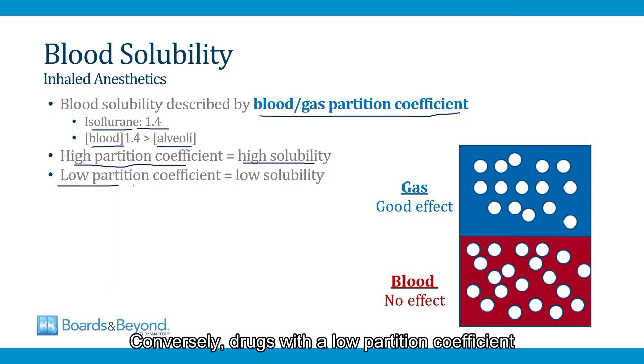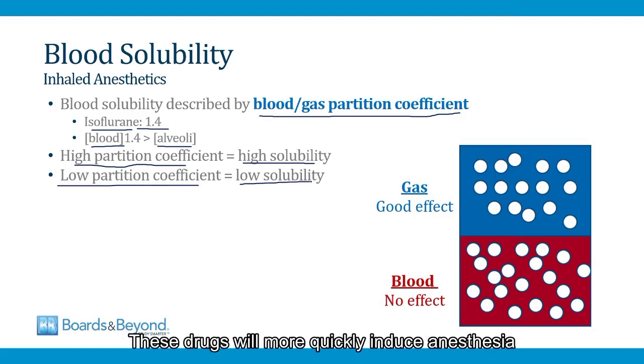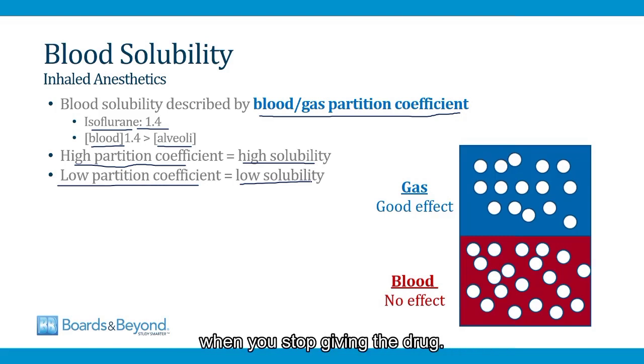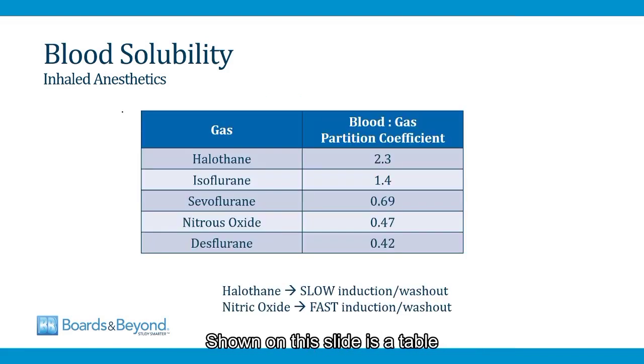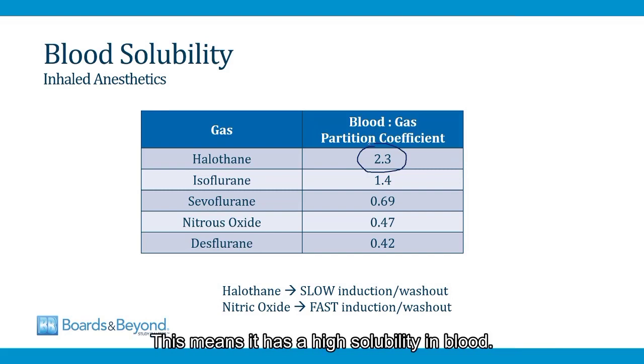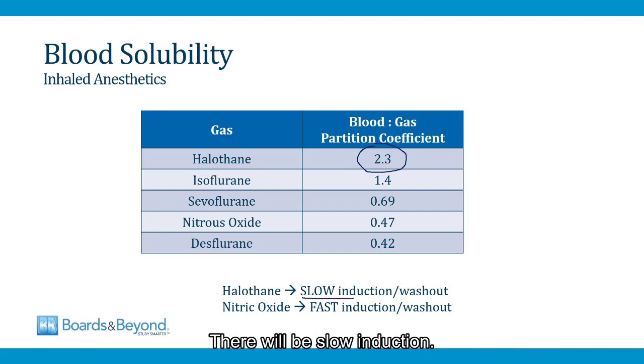Conversely, drugs with a low partition coefficient have low solubility in blood. These drugs will more quickly induce anesthesia and they more quickly will wash out of the body when you stop giving the drug. Shown on this slide is a table of blood gas partition coefficients for some inhaled anesthetics. Halothane has a very high blood gas partition coefficient. This means it has a high solubility in blood, and if you use halothane to induce anesthesia, it will take a long time. There will be slow induction.